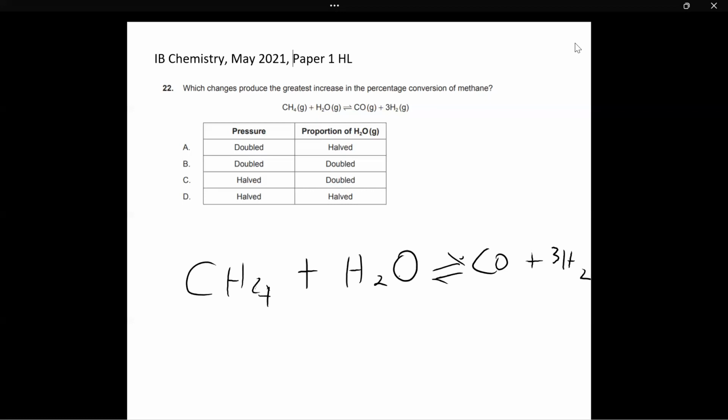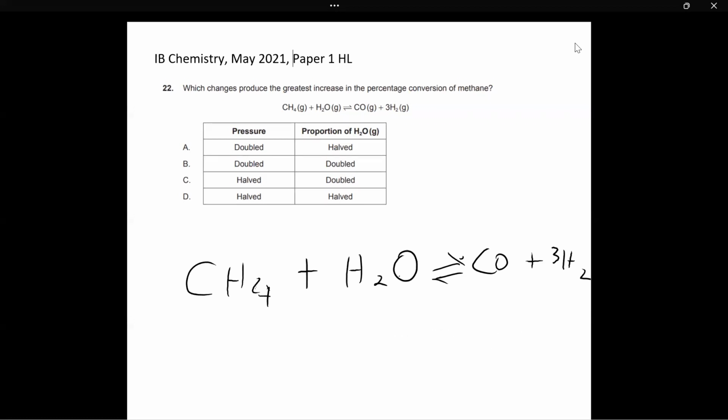And essentially what they want us to do is to give them the conditions where methane is being converted into carbon monoxide and hydrogen gas the most, or in the most optimal way. So we need to get the products. We need to get more products. We don't want the reactants. We need more products. So how can we push the equilibrium towards this side? How can we do that?